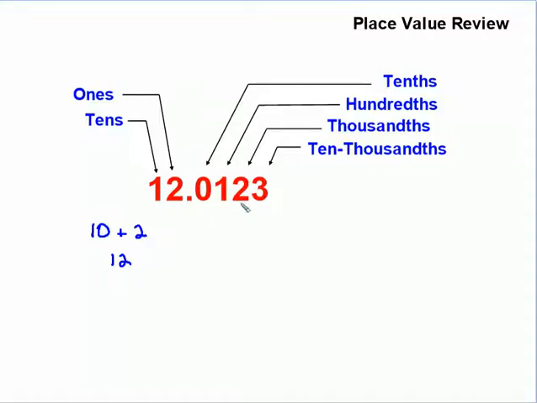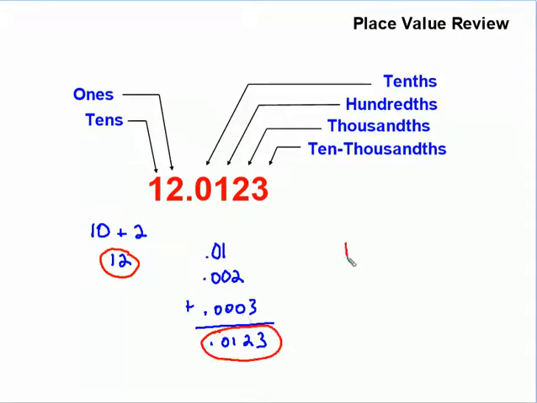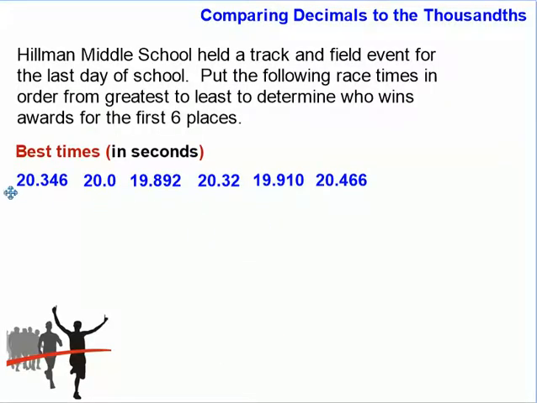Then on the right side of the decimal point, what we have is 0 tenths plus 1 hundredth, and that is 0.01, plus 2 thousandths, so that's 0.002, plus 3 ten-thousandths, 0.0003. And we add those together and we get 0.0123. So when we add these together, we get 12.0123. Let's use our knowledge of place value to solve a problem where we compare decimals.